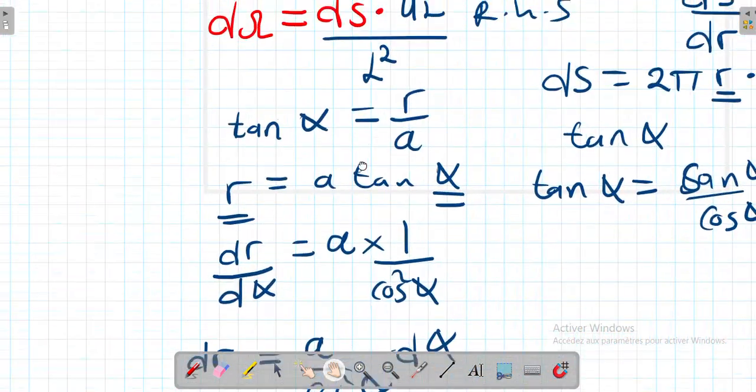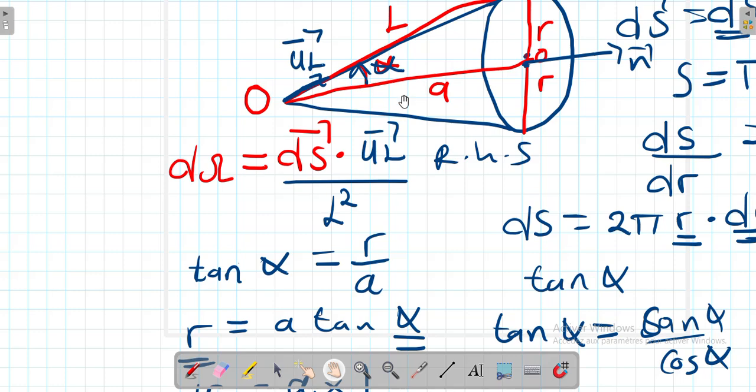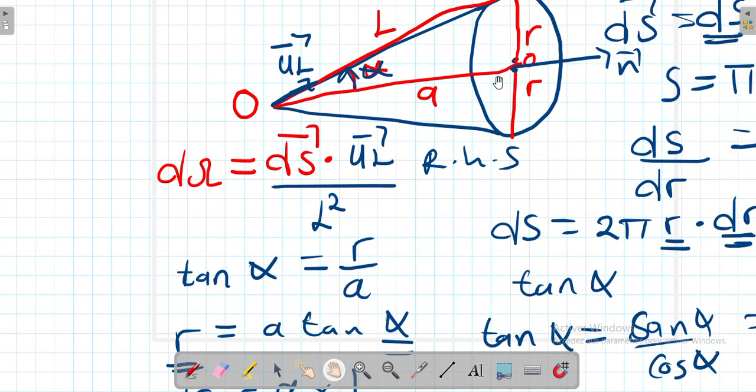Let's go back to our diagram. We always make reference to our diagram. You have seen this normal vector. This normal vector is in the same direction as this entire thing, right? And this is the unit vector in the direction of L. This is the direction of ul. This is the direction of N. So what does this imply? This implies that the angle between N and ul is alpha.